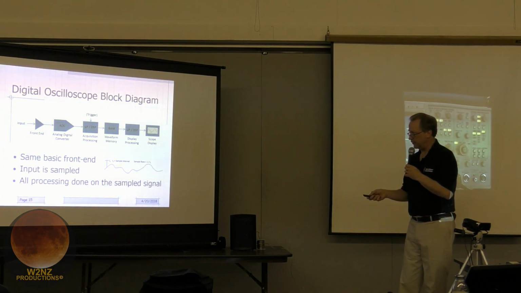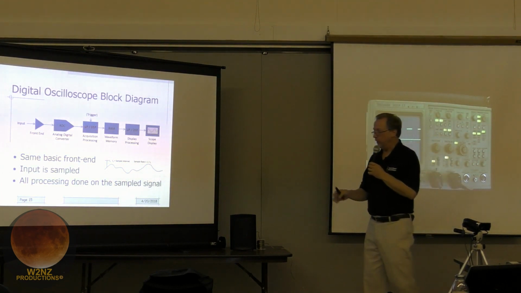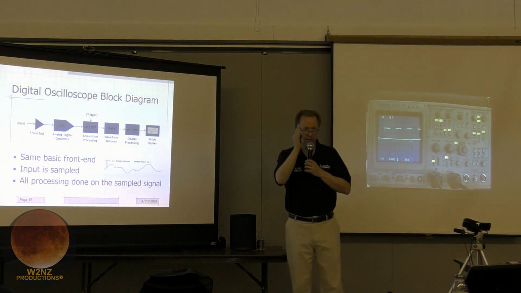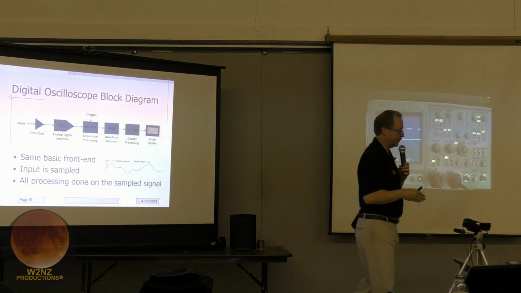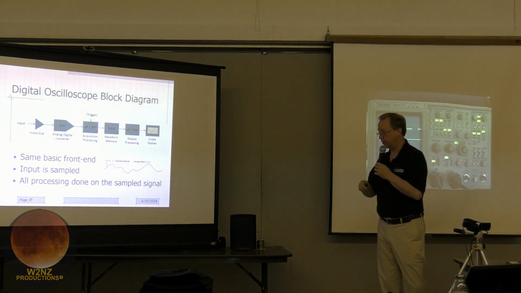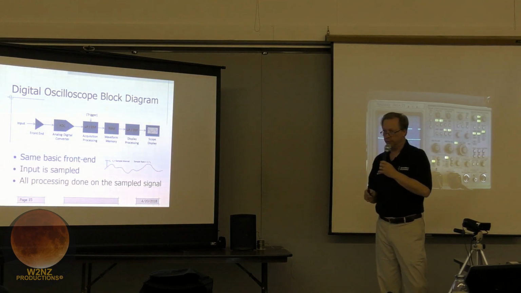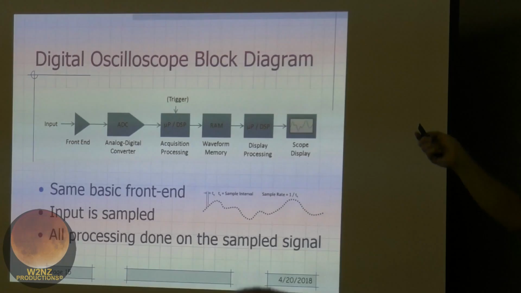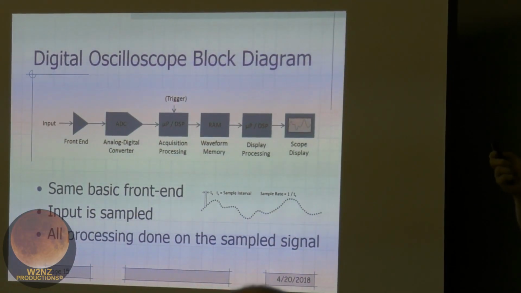Something I want to talk about is something called sample rate. How quickly are we going to take those snapshots? That's going to determine how fast of a signal we can look at and some other properties we'll talk about here in a moment. But all the processing is now done on that sampled signal. Okay, everybody digital scope experts now?